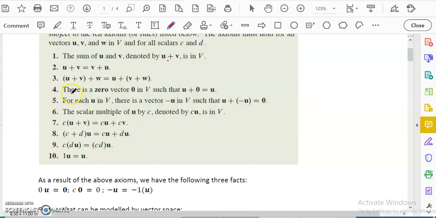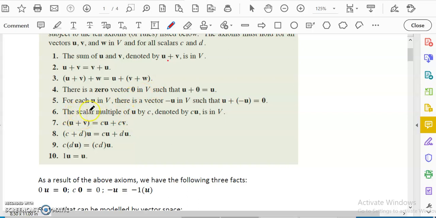Also, the next one is there is a zero vector. It must belong to the vector space. You can define what it is so that whenever you use the addition operation on one vector with it, you get the same vector back. Also, there is a negative vector so that when you add it, it becomes the zero vector. Now, what is a zero vector? Zero vector is such that when you add it to something else, you get back that vector. So not necessarily a zero per se, but most of the time it's zero.